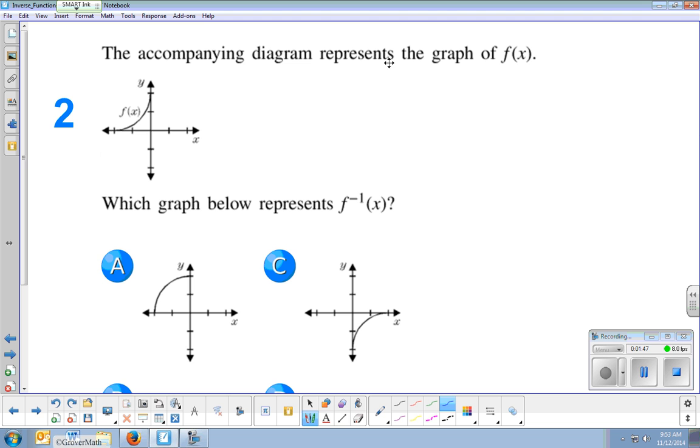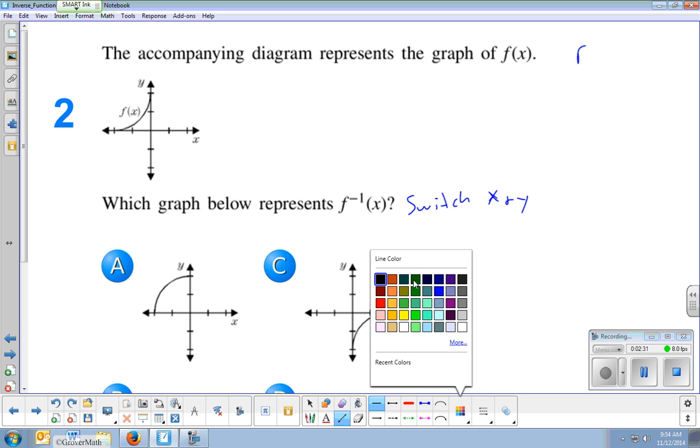Number 2. The graph represents f of x. So here's f of x, and they want to know what the inverse of the graph would look like. Switch x and y. If you remember back in geometry, in your transformation chapter, where you did reflecting over the y-axis, rotating 90 degrees, translating by some vector like (3, negative 2), there was one reflection that caused us to switch x and y. And it wasn't a reflection over the axes. It was a reflection over a diagonal line.